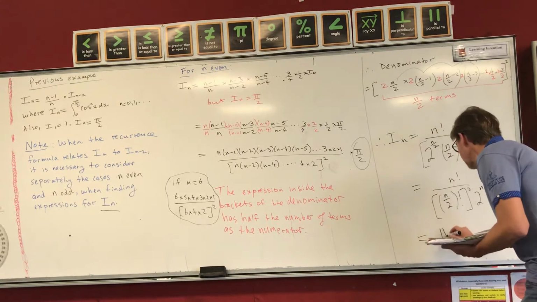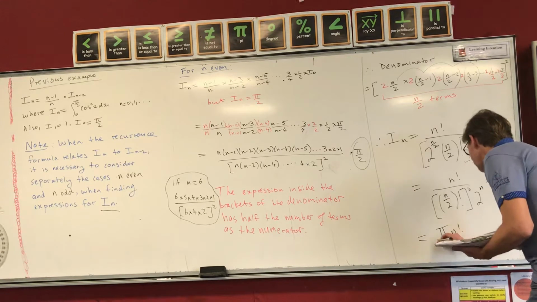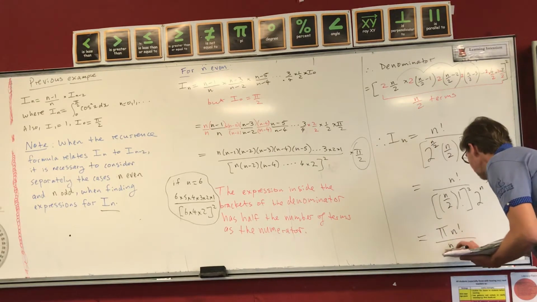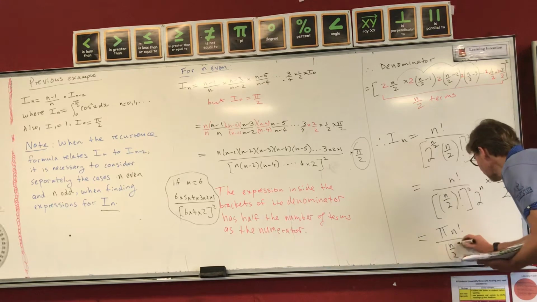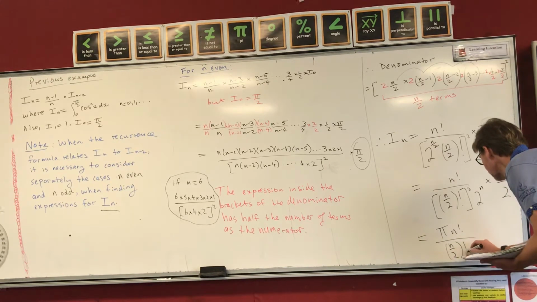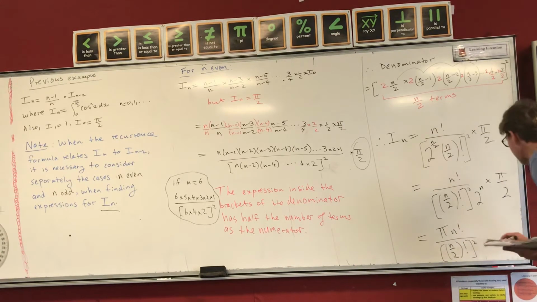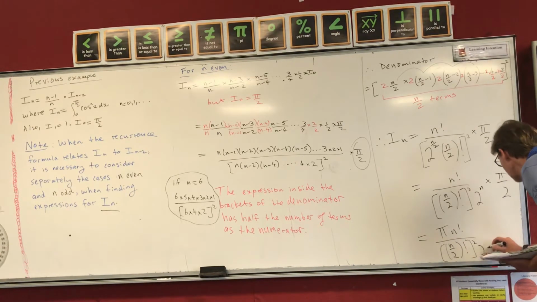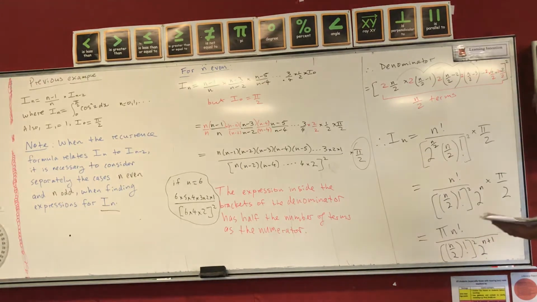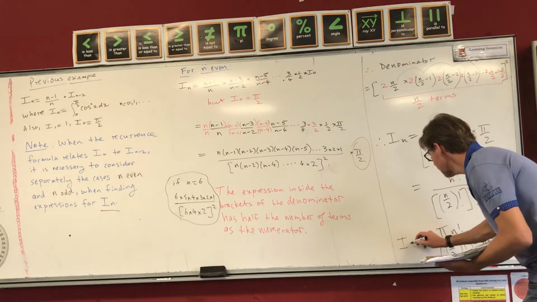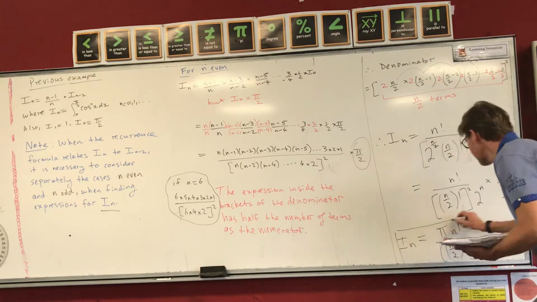So your final answer is pi n factorial on n on 2 brackets factorial all squared, right? And then 2 to the n plus 1. Okay, that is correct. All right, so that's your expression for In when n is even.